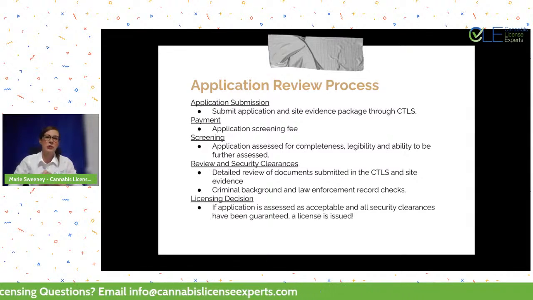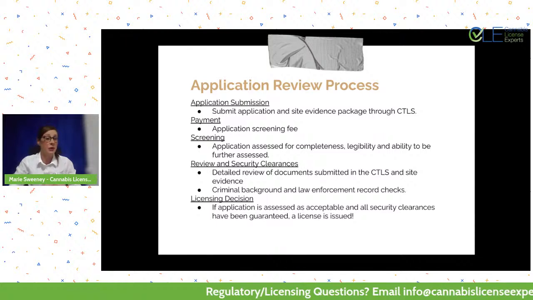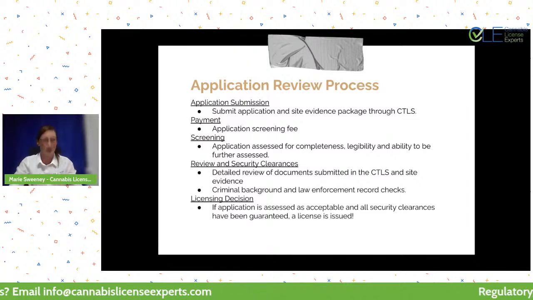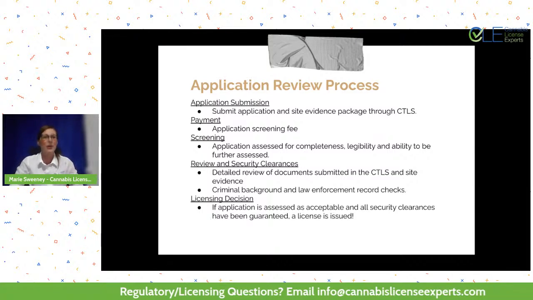I know this is a nerve-wracking process, but always consider the fact that Health Canada wants to license as many operations as possible, and they are going to work with you through the RMI process if they are concerned. But their end goal is to get you licensed. So unless it's absolutely terrible and everybody fails their security clearances, then you should be getting a positive license, but it's never guaranteed.